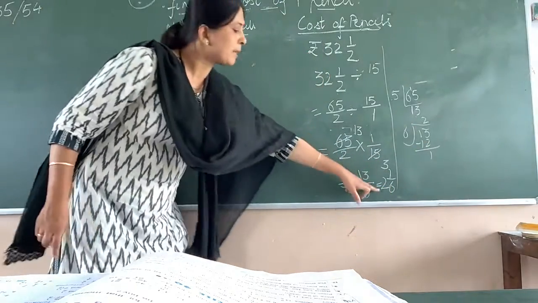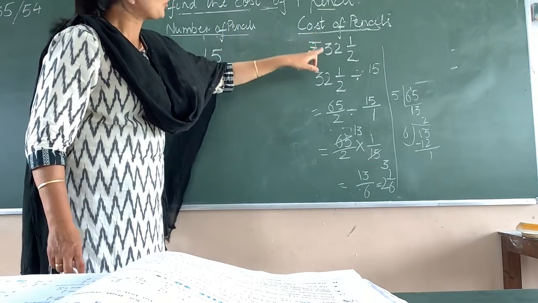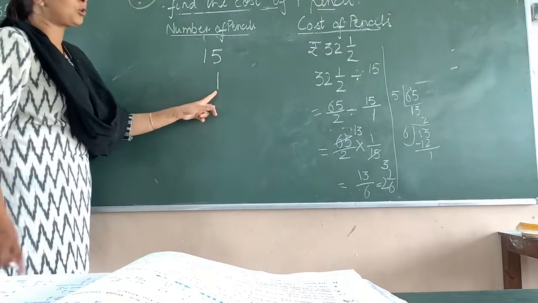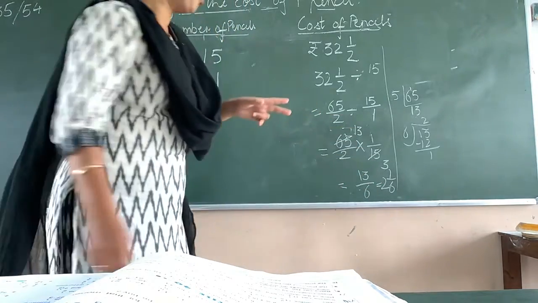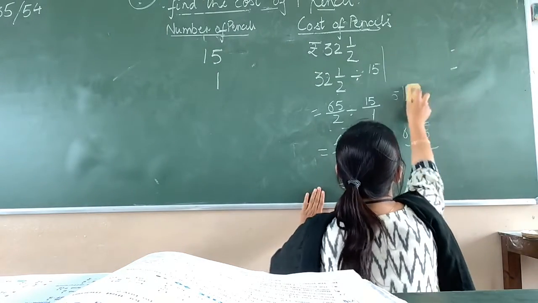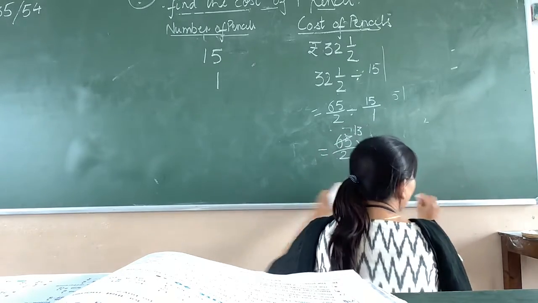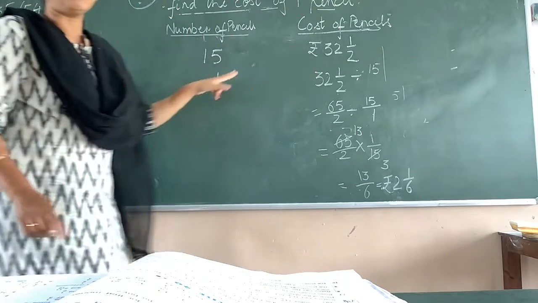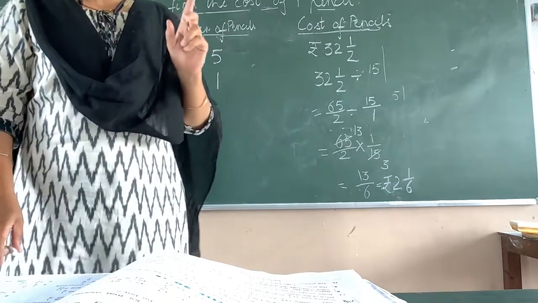Now see, this number is under which heading? Cost of pencils. So what will be the unit? It will be rupees. We have found the cost of one pencil. Cost of one pencil is 2 whole 1 over 6 rupees. Let me add the unit. Rupees 2 whole 1 over 6. So when we knew the cost of 15 pencils, we could easily find the cost of one pencil. Cost of one pencil is 2 and 1 over 6 rupees.